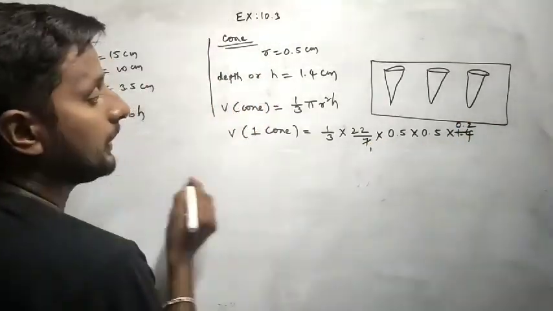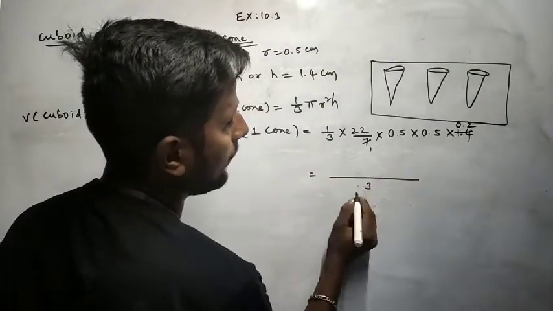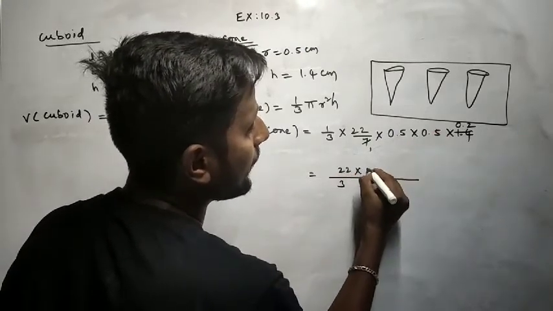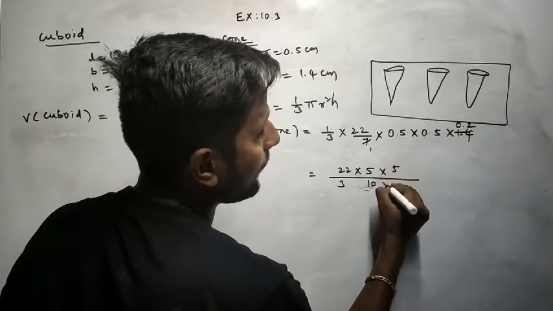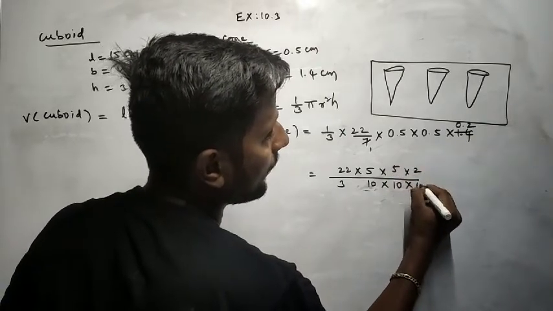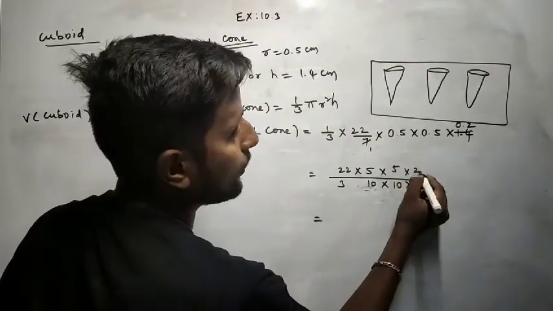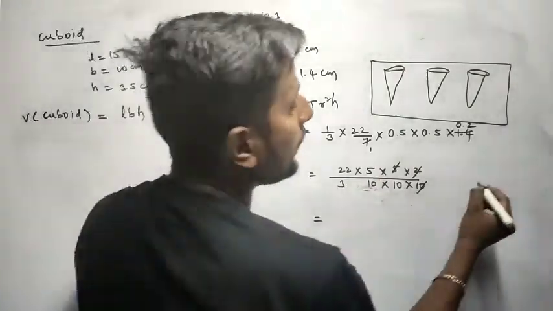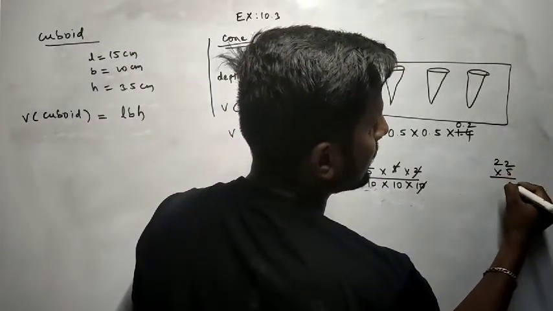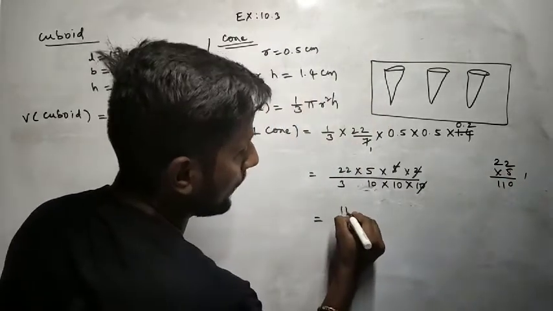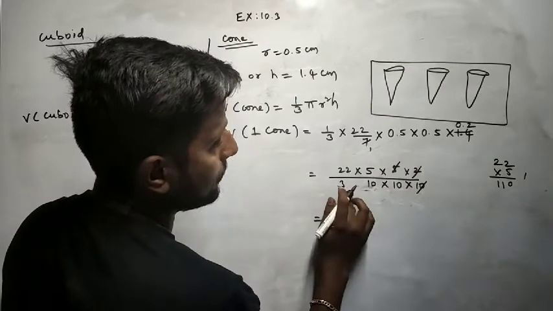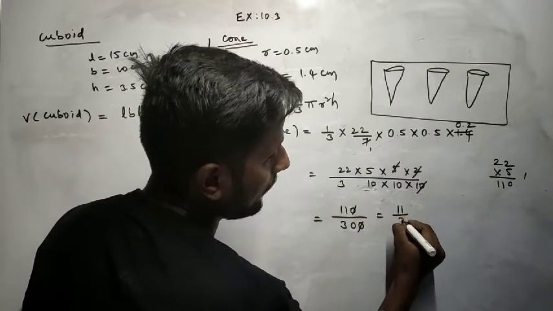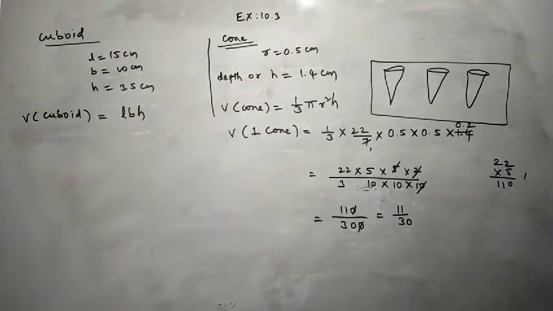The 1s cancel, and 1.4 becomes 0.2. By 3, just write down the remaining 22. 0.5 we will write as 5 by 10, next 5 by 10, next we'll write 2 by 10, correct? 5 2s are 10, okay, cancel. Next, 22 into 5, 2 5s are 10, 1 carry, 11, 110. So 110 by 300, correct? So 11 by 30.